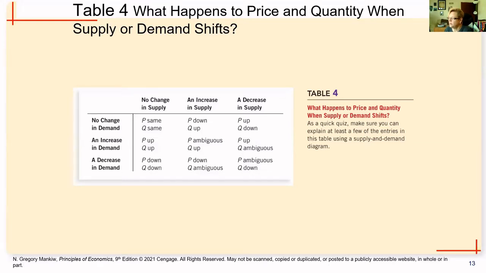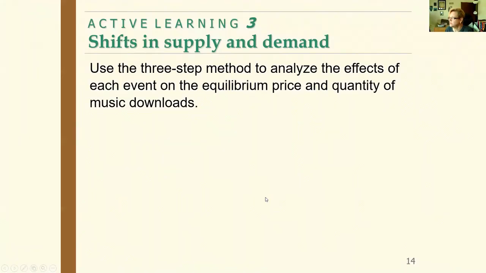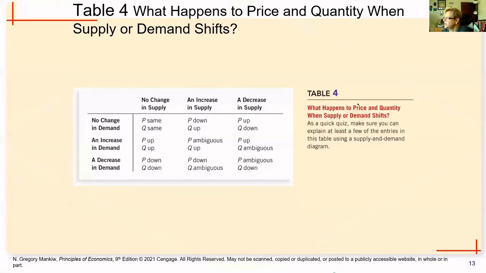All right, here we go. All right, so what happens to price and quantity when demand shifts? Make sure you can explain a few of the entries in this table using supply and demand diagrams. Okay, so notice when we see the word ambiguous, that means we just don't know because we don't know how far out it goes. So those are acceptable answers.